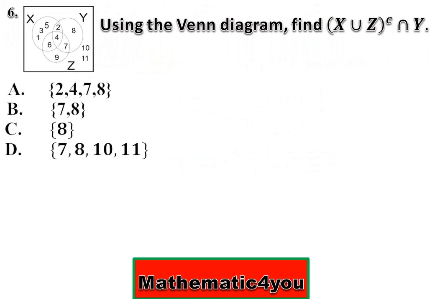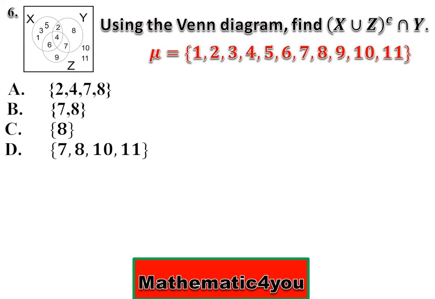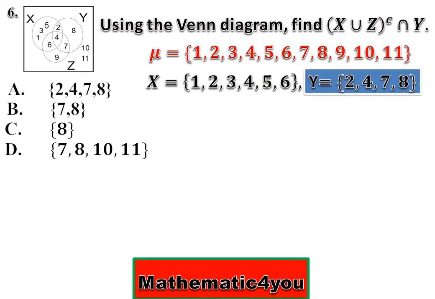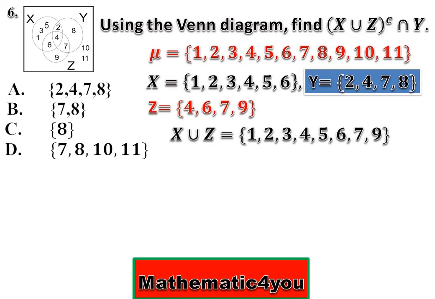Using the Venn diagram, find (x union z) complement intersect y. Alright, so the first thing I'm going to do is find the universal set. All the elements in this box represent the universal set. After that, you find the elements of set x, the elements of set y, and also the elements of set z. Then from there you find the union of x and z.